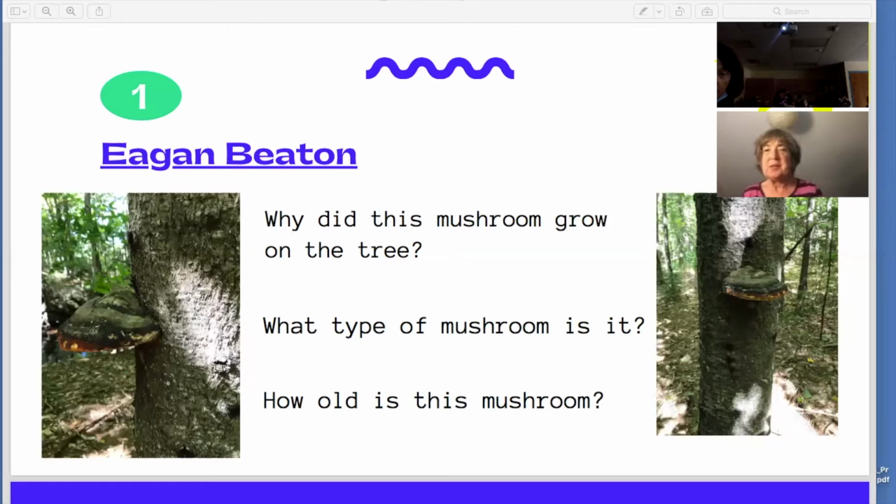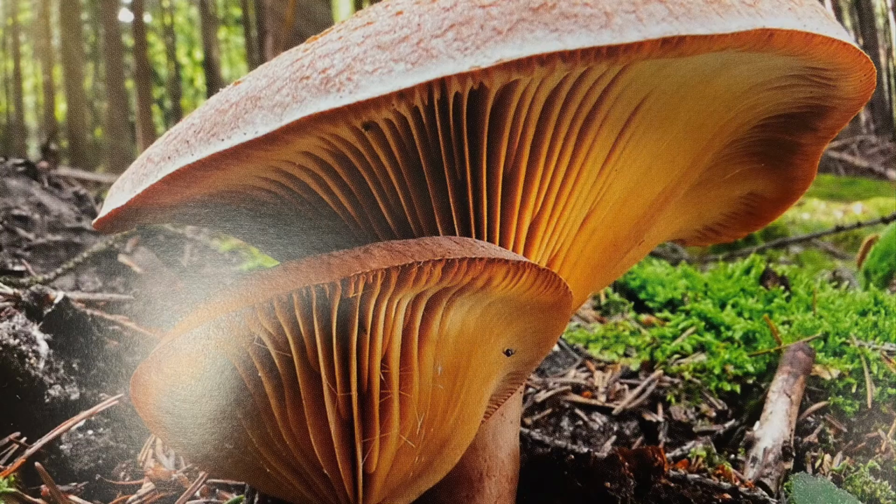They call them shelves just because they stick out from the trunk. And it's a polypore, which means the underneath side has little tiny holes instead of having gills, which are what you see when you pick up most mushrooms and look underneath them. They look like a fan.